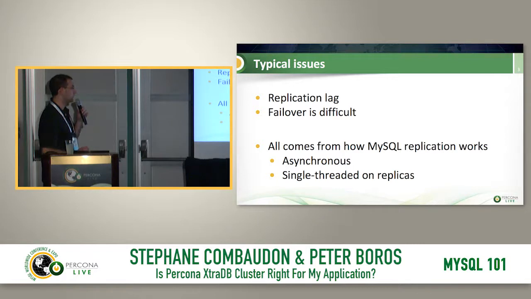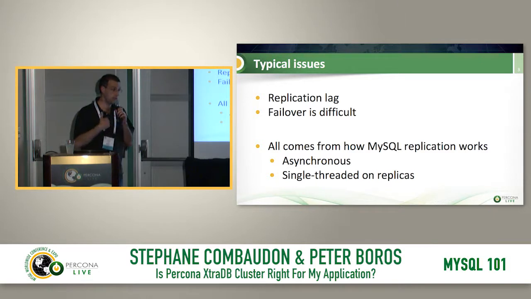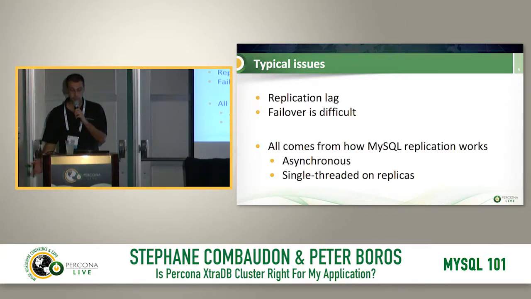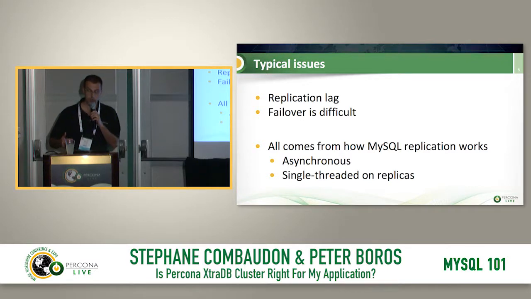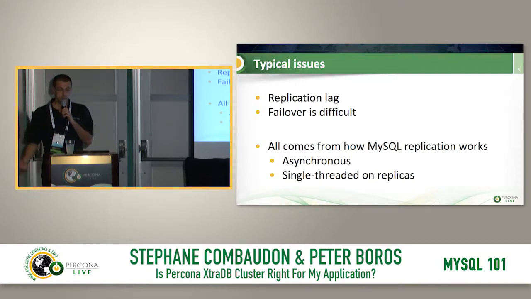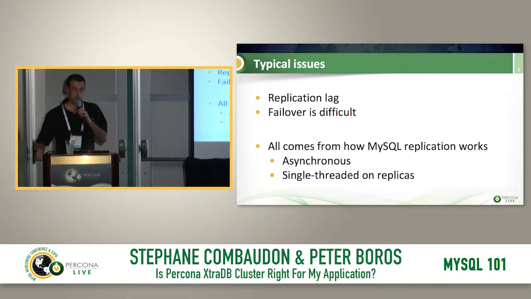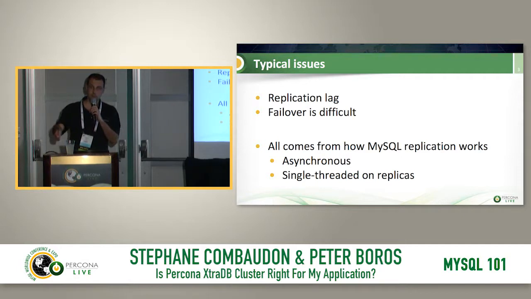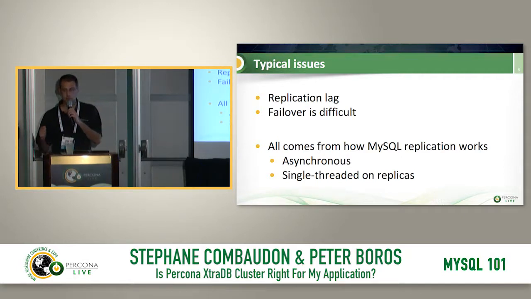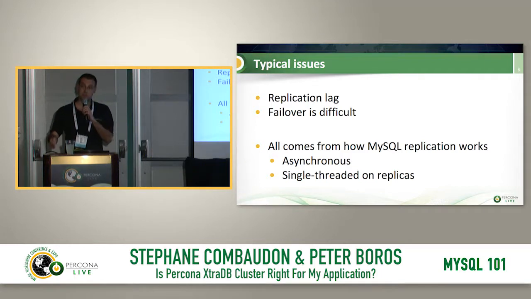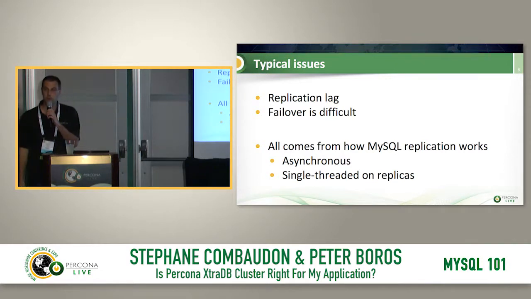However, it's not perfect. One thing that we can often experience with a traditional master-slave setup is replication lag. So you have your master that can handle a lot of writes, and unfortunately, from time to time, the slave is not able to keep up with the load, and that can be problematic because if your application is not aware of that, you can, for instance, insert something on your master, then right after read on the slave, and the data is not there yet. It's going to create some problem inside the application.